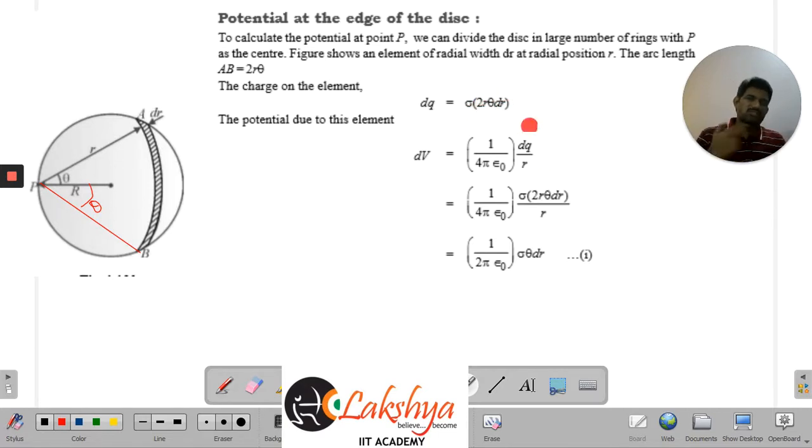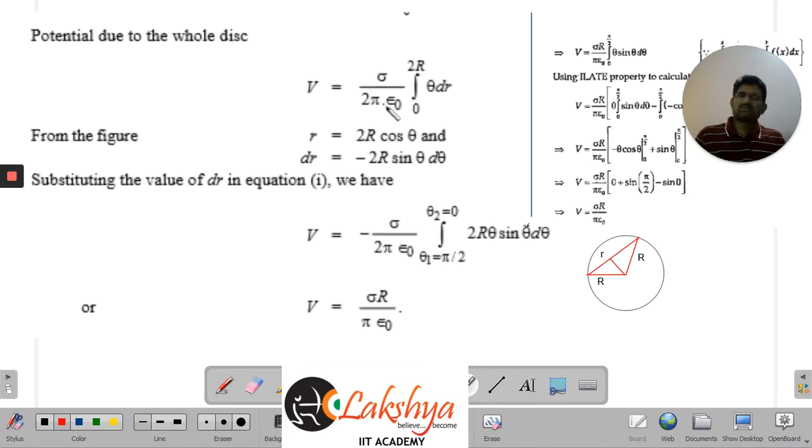Now we are substituting that element here and then integrating. So the 1 by 2 is cancelling here. This is 1 by 2 pi epsilon naught into sigma into r d theta. Next, let us see the simplification of this. To calculate the potential due to the whole disk, we need to integrate that expression. So we are writing V is equal to sigma by 2 pi epsilon naught into integral of theta into dr from 0 to 2R.